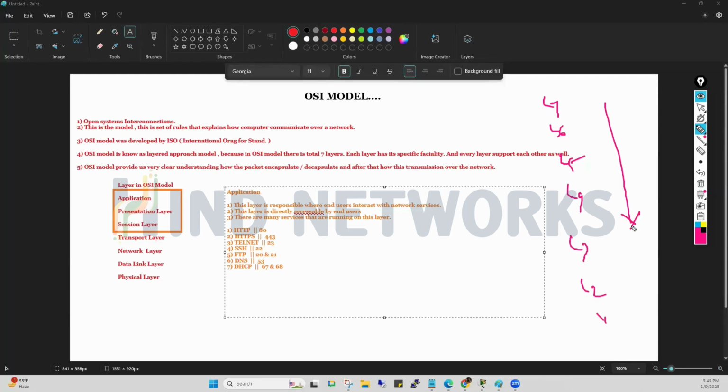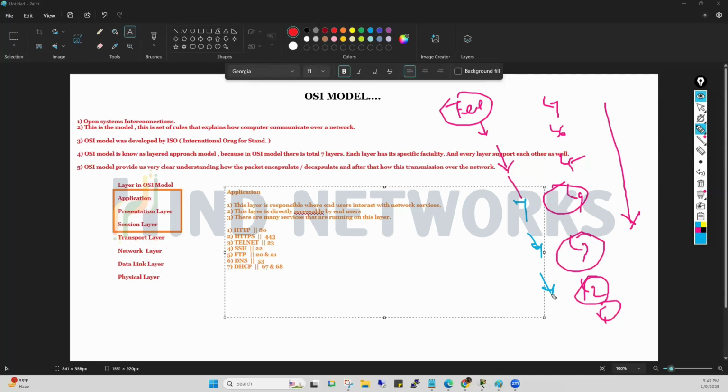For example, if you generate a telnet packet, telnet is generated at which layer? Layer number 7. It will hand over to layer 6, then layer 5, and again hand over to layer number 4, and then layer 3, layer 2, and layer 1. Agree, everyone? Like this, our packet will encapsulate.